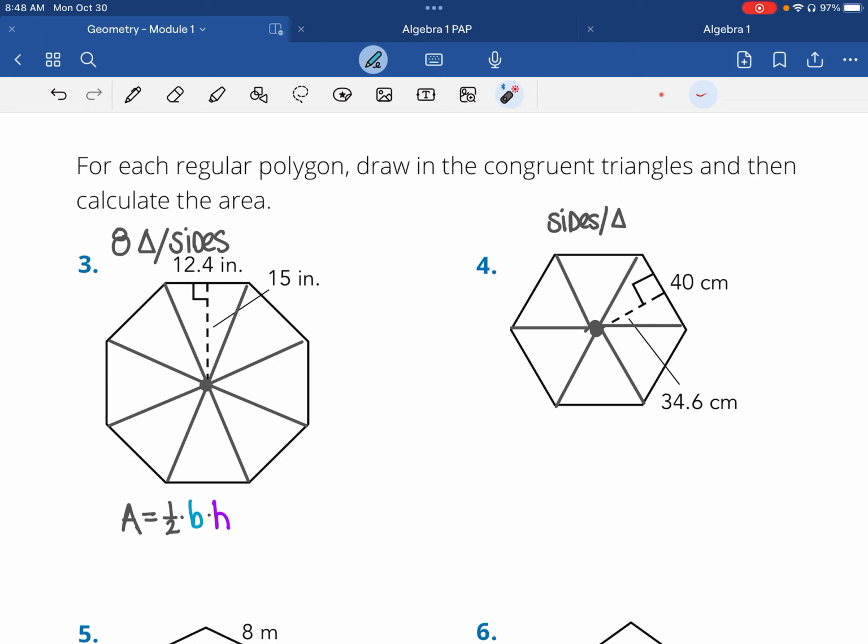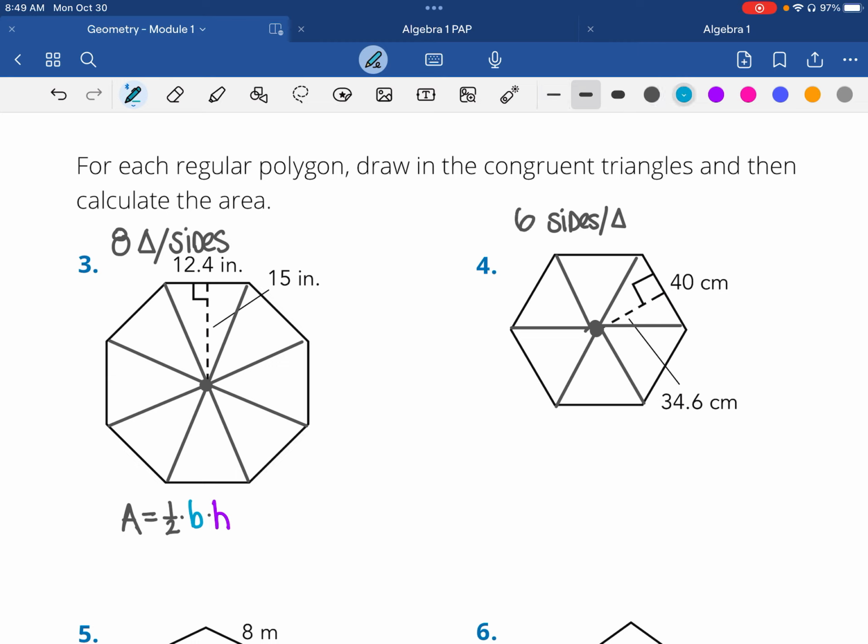So first I'm going to count the sides. 1, 2, 3, 4, 5, 6. Right? I can label them like so. Let's count the triangles. 1, 2, 3, 4, 5, 6. They match. The reason they're matching is notice the base of triangle 6 is the side of the polygon. The base of triangle 4 is the side of the polygon.